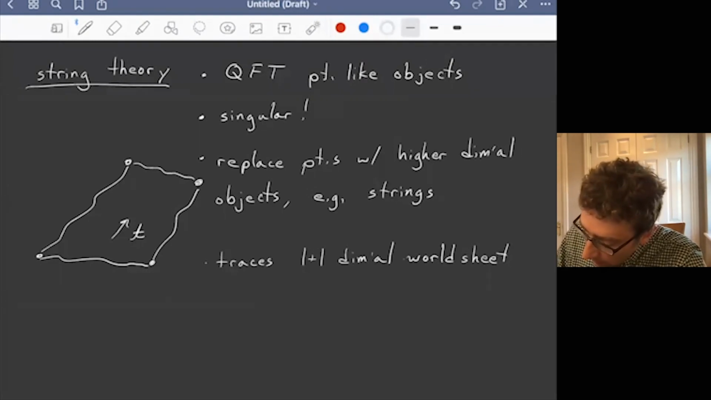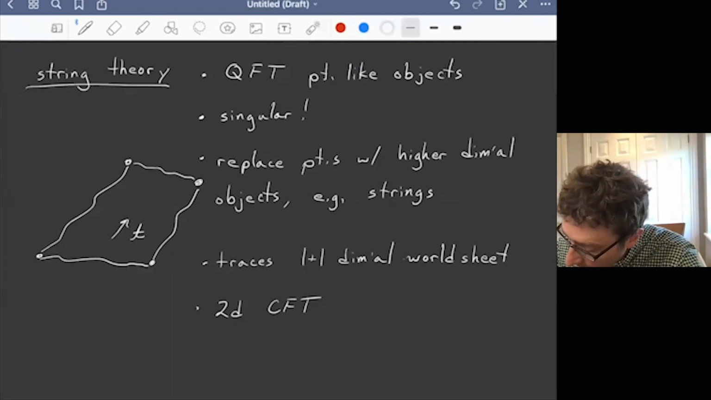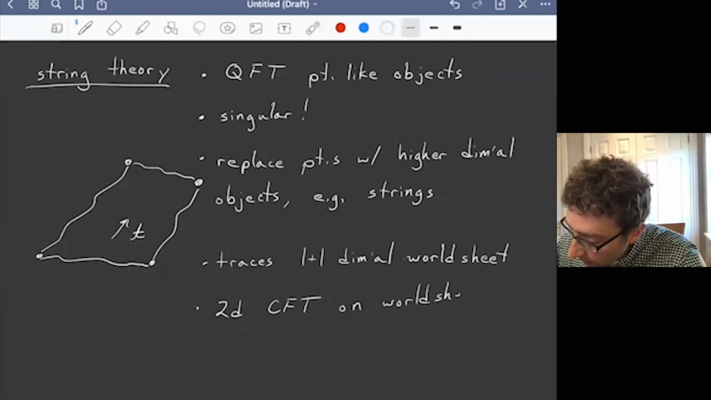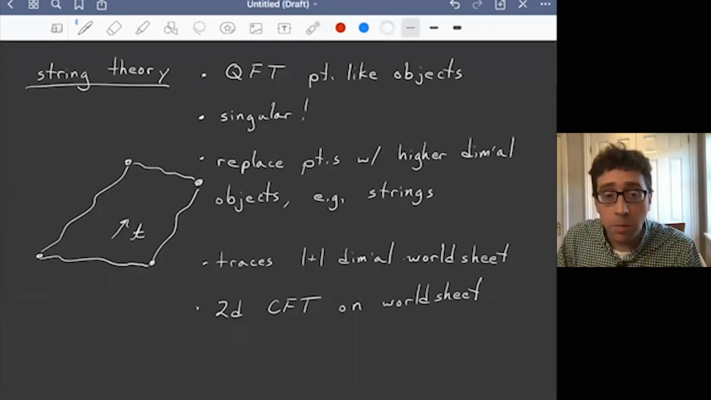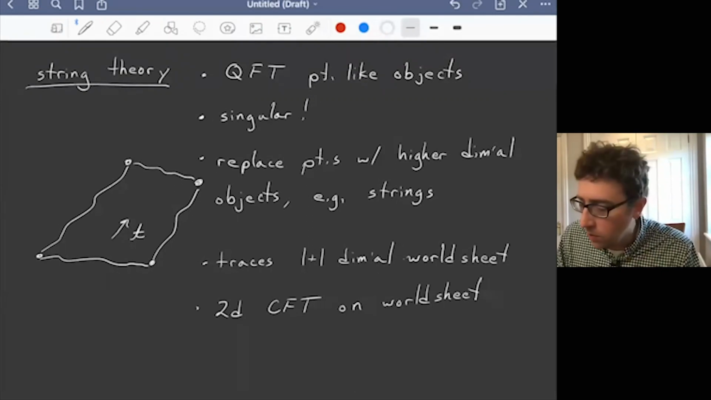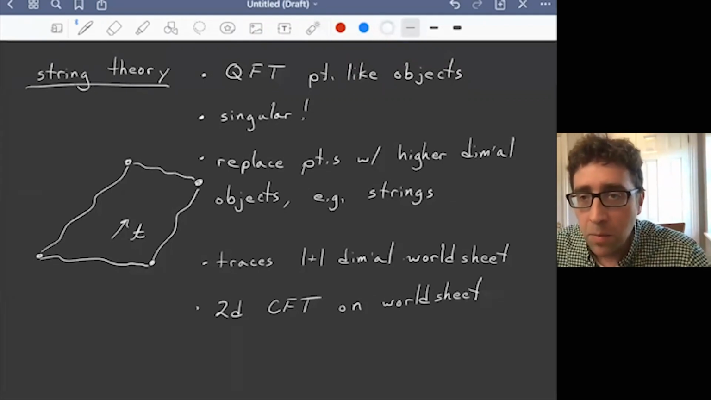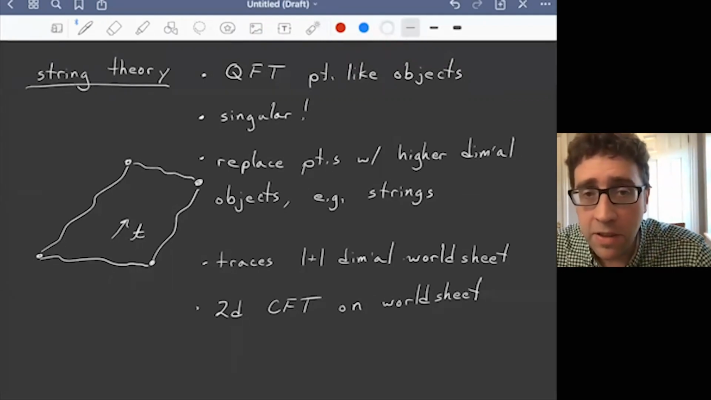And you go through the details, you take a string theory course, you learn that there is a two-dimensional conformal field theory living on the world sheet. And so a lot of the techniques that people have developed for conformal field theory then become very useful for understanding string theory, at least in 2 dimensions, and in fact in higher dimensions too, with the advent of more sophisticated developments like AdS/CFT correspondence.